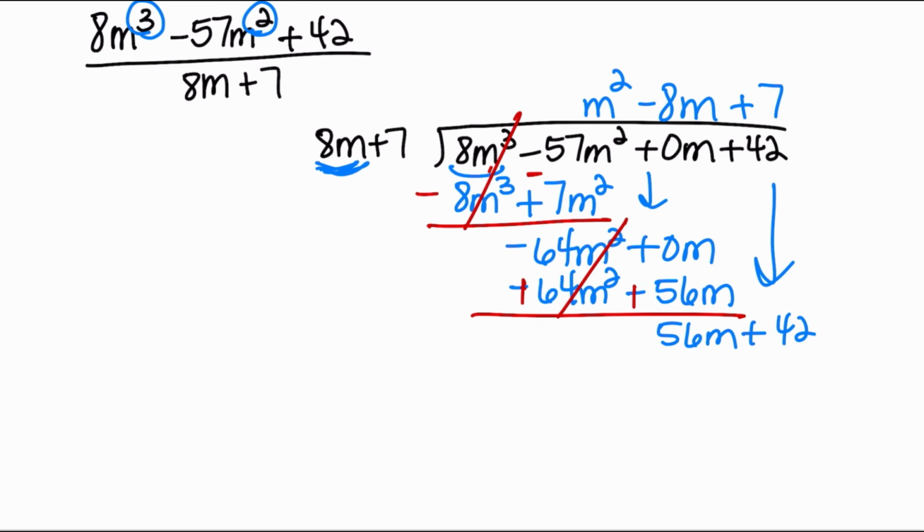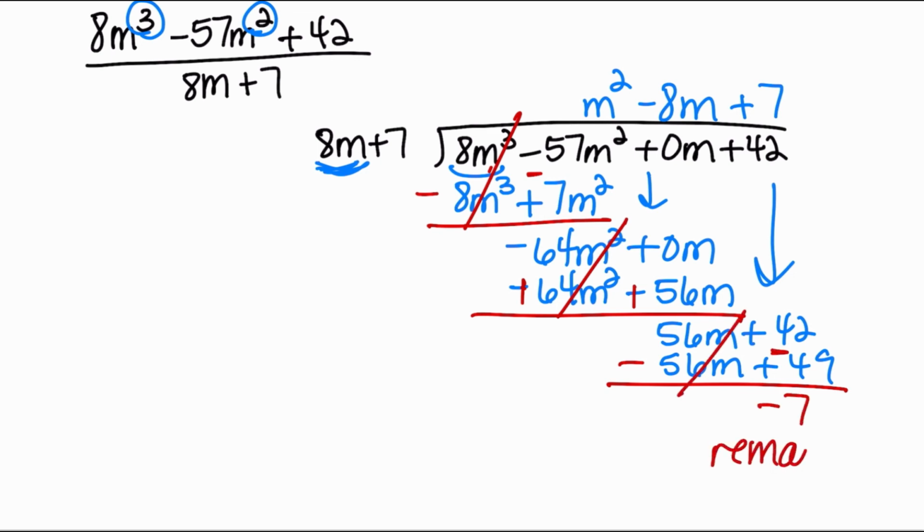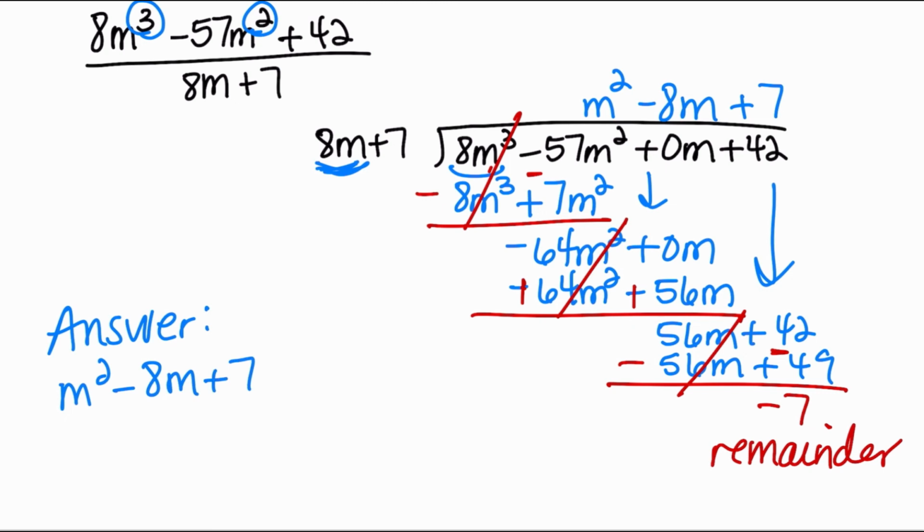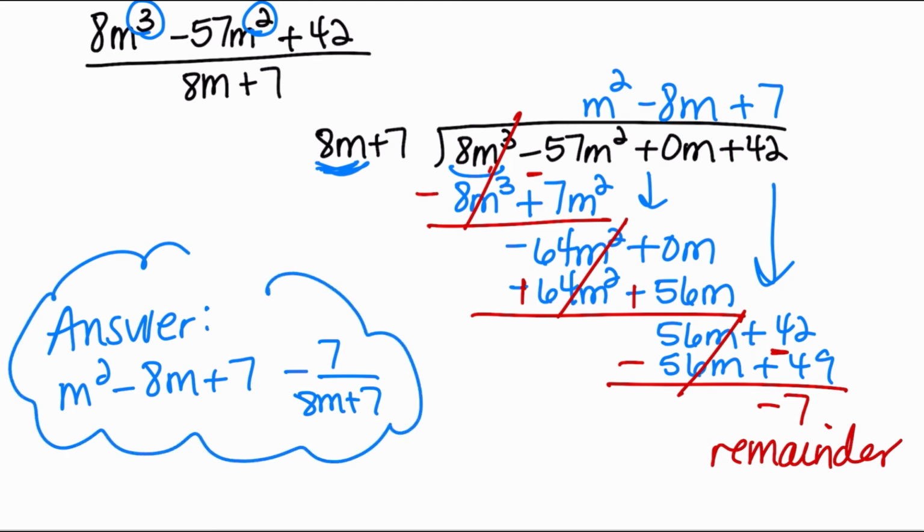And then 7 times 8m is 56m. 7 times 7 is positive 49. Draw a line, change the signs, cancel. My remainder is negative 7. All of these have remainders right now. So my answer is going to be m squared minus 8m plus 7 minus 7 over 8m plus 7. And this is my final answer.